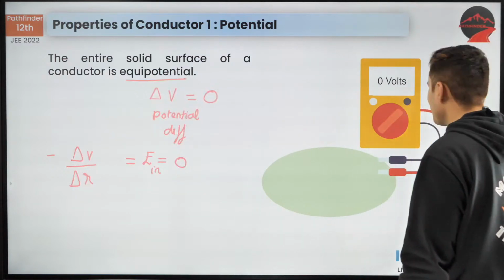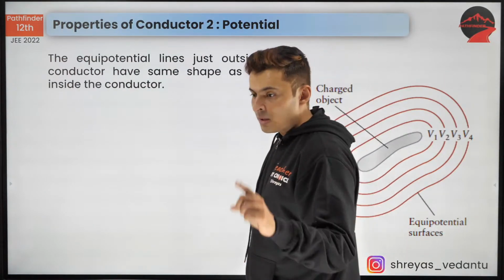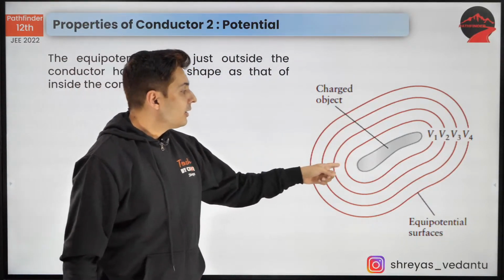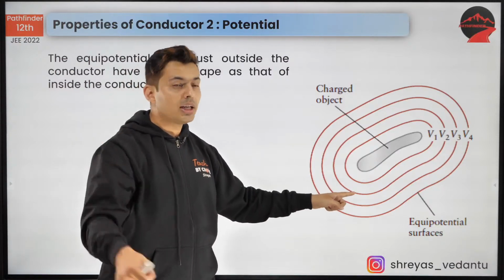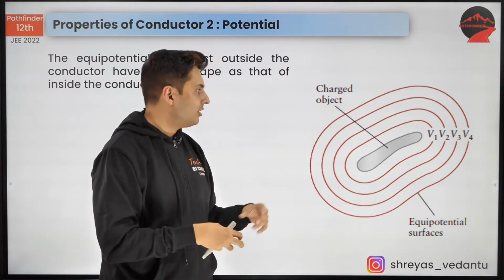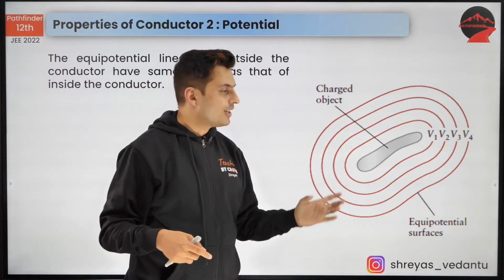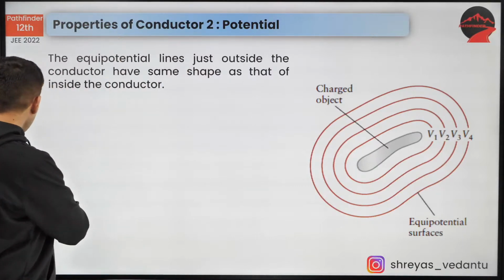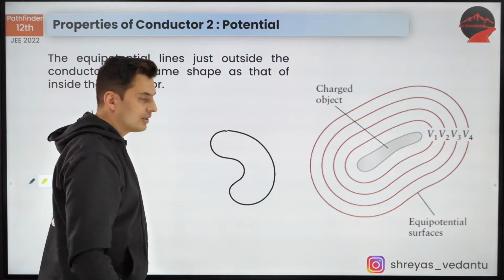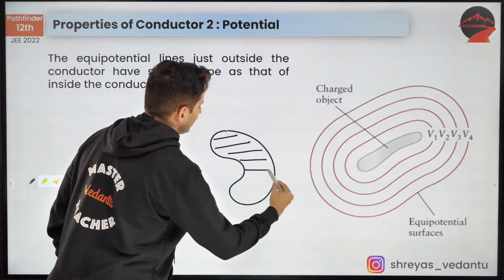Great. So the potential difference is 0. All points are at the same potential. Next important point: if you have a conductor, the equipotential lines will surround it as if they have taken the shape of that conductor, and they will form concentric figures. So imagine this. You have a conductor which is like this, some weird shape like a donut or a kidney. So this is our conductor.